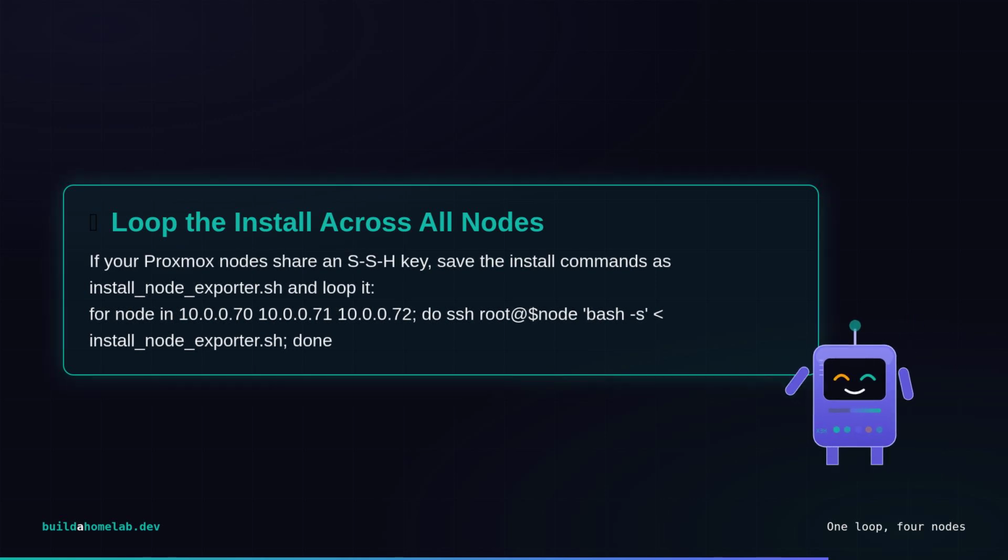If your Proxmox cluster nodes share an SSH key, you can install node exporter on all of them in a single for loop from pve-lab-4. Save the download, binary copy, service file, and systemctl commands as a shell script, then loop over the other 3 node IPs. Each one installs and starts in under a minute, much faster than doing it manually 4 times.